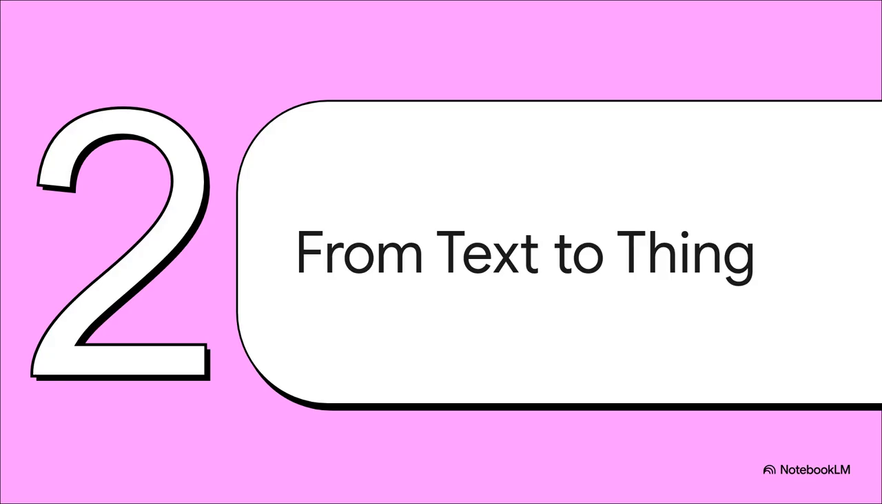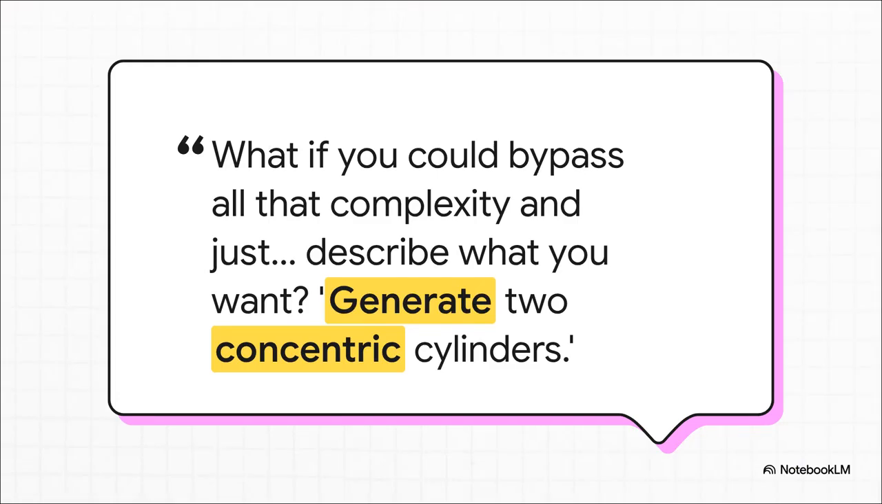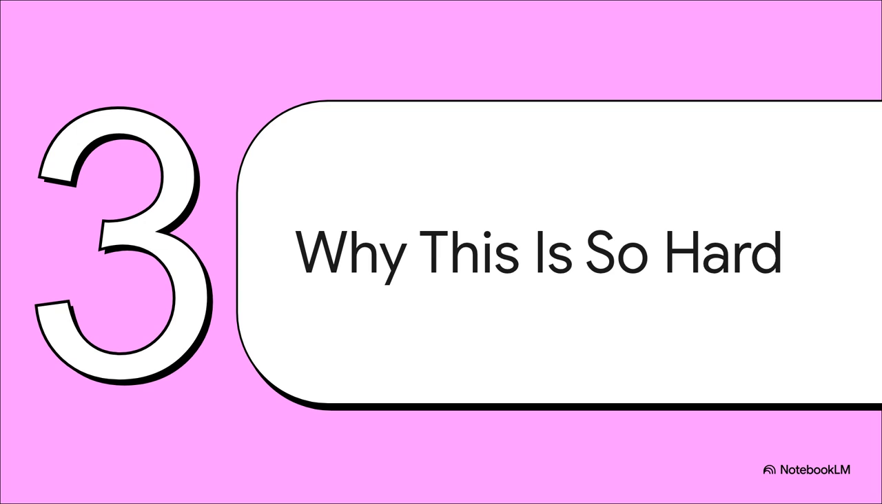And that bottleneck is exactly what researchers are trying to smash. So what if there was a completely different way to do all this? What if you could just talk to the software? Seriously, instead of clicking through hundreds of menus and tweaking endless parameters, you could just describe what you want, like this example right from the research paper. Generate two concentric cylinders. It's such a simple, intuitive dream, but one that could totally revolutionize how we create, well, everything.